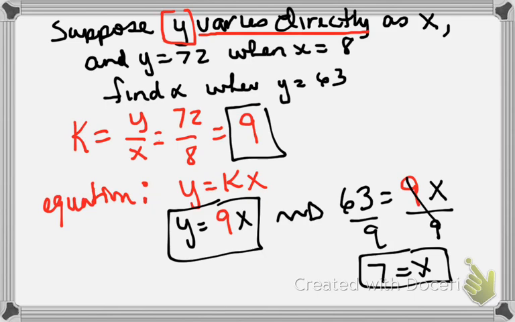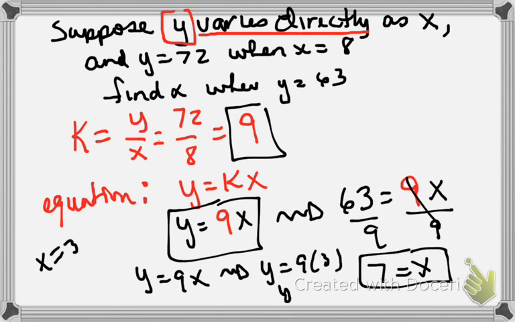Sometimes they'll even give you the other way. They'll tell you find y when x is a number. So let's take the same problem and just make something up. So y equals 9x. What if they said, what is y when x equals 3? You just plug a 3 in for the x, and so you would get y equals 9 times 3, which means y would equal 27. And so your ordered pair would be (3, 27).